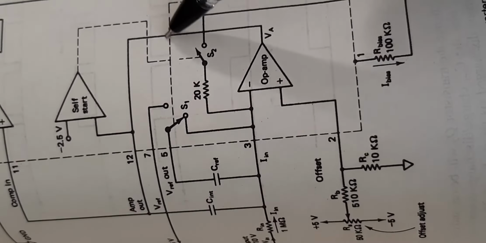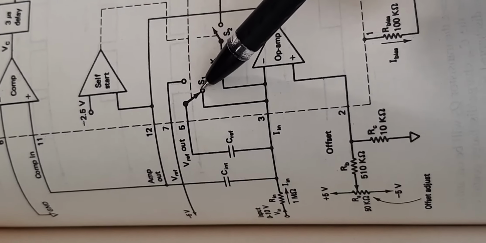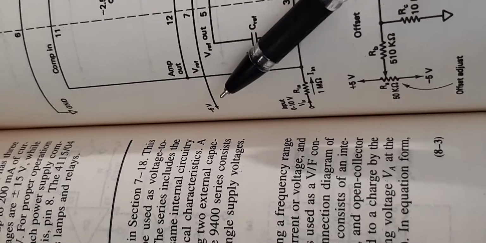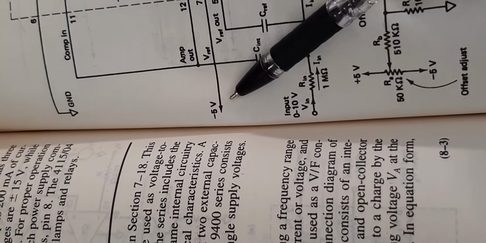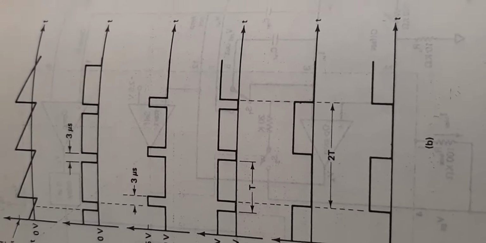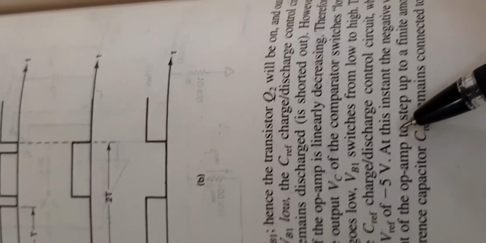So what happened is this switch is connected, instead of connecting here, this switch is connected to here. It is connected to a minus 5 voltage. Connect the C reference to the minus 5 voltage.